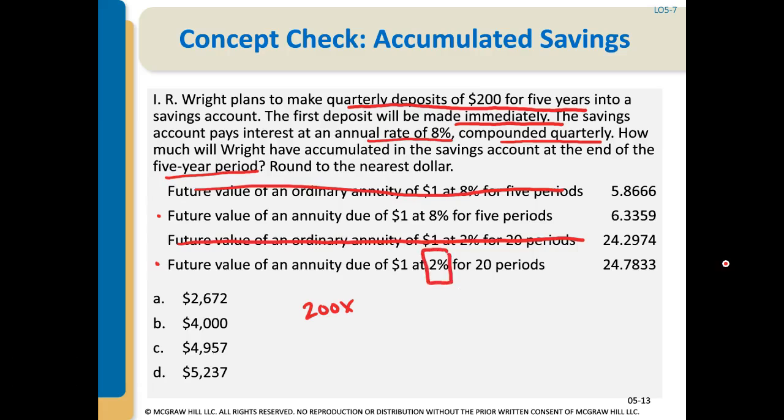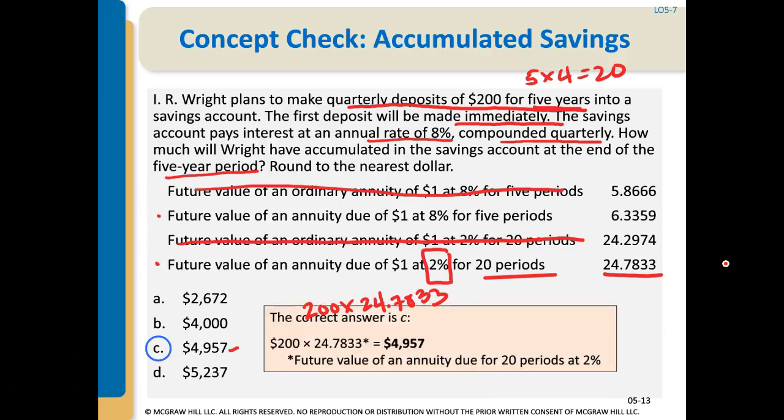We'll look at the future value of an annuity due of $1 at 2%. Additionally, this is 5 years' worth of deposits made quarterly. So it's for 5 years, but 4 times a year. So you're going to make 20 payments. So it's for 20 periods. So you're going to use this factor. So 200 times 24.7833, and that's going to give you 4,956.67, which is right here.